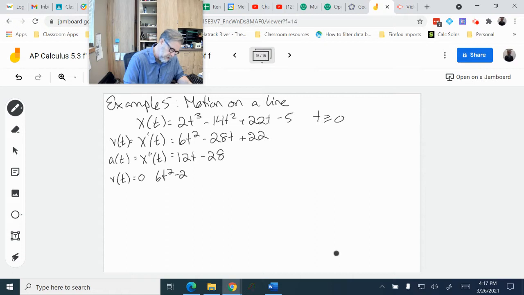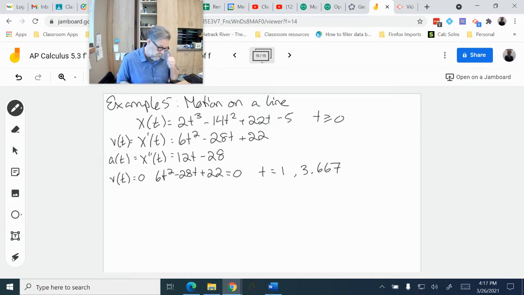We'll start with velocity equal to 0. 6t squared minus 28t plus 22 equals 0. Given that this looks fairly complicated, I could have done some factoring, but it was easier just to plug it into my calculator using the quadratic formula. And what I got was t equals 1 and 3.667, rounding off to 3 decimal places.